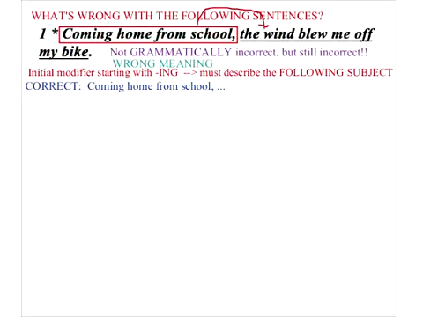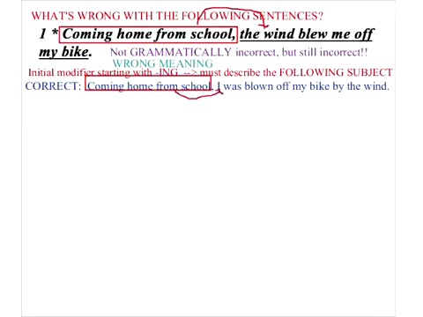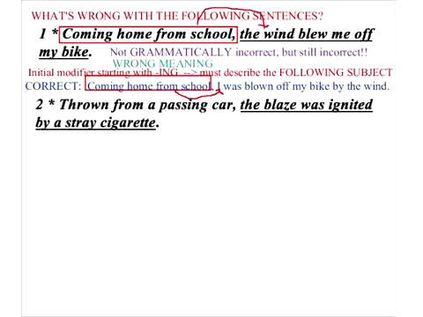You need to have I was. Because you need to have the subject that was actually coming home from school. So, I was blown off my bike by the wind. Notice that in this case, if you're going to use this modifier, you actually have to use a passive voice construction to make it work, because the only way to put I in the subject position here is to use the passive. Okay, so we've got that. Next example, what's wrong with this one? Text box, please.